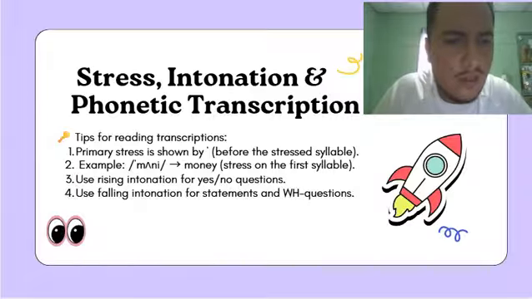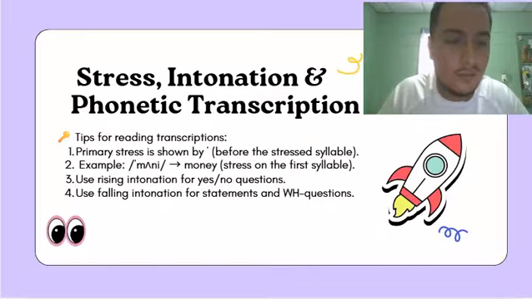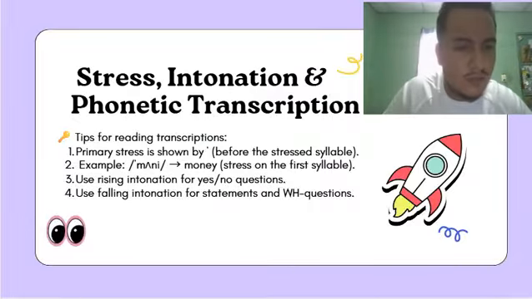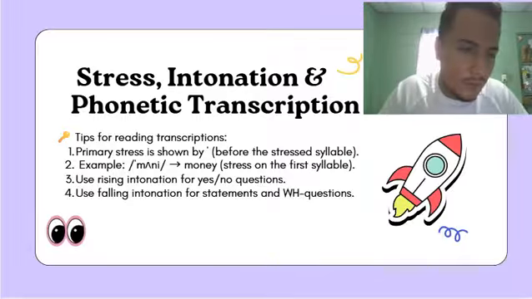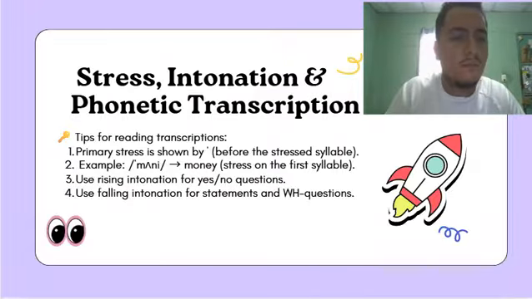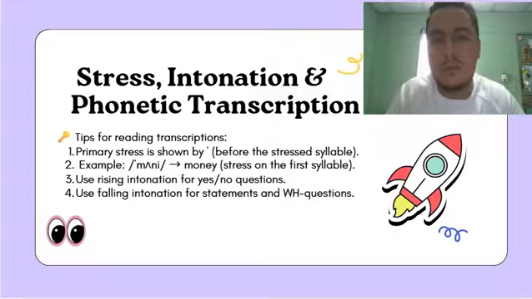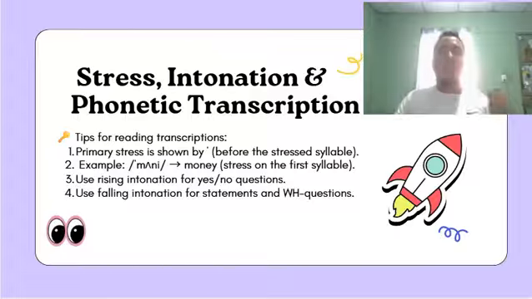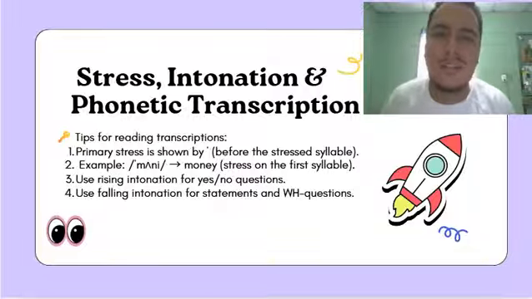Let's see the stress, intonation, and the phonetic transcription. For example, in the phonetic transcription, primary stress is shown by a mark before the stressed syllable. For example, money, the stress is on the first syllable. Use rising intonation for yes or no questions, and use falling intonation for statements and WH questions. When reading phonetic transcription aloud, pay attention to pauses, intonation, and emphasis. This helps your speech sound more natural.